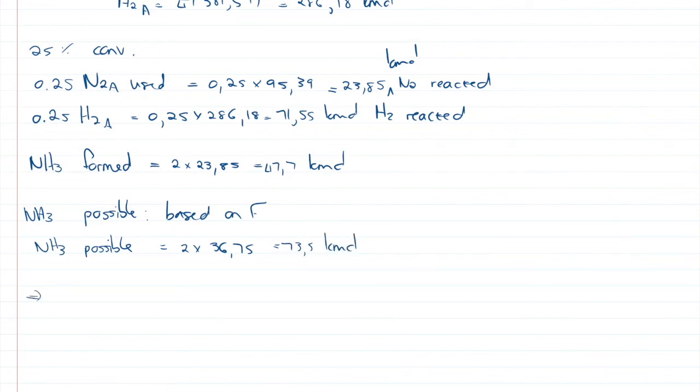Which means the percentage conversion is what actually happened, so that 47.7 over what could have happened, which is 73.5 times 100. And you get a conversion overall of 65%.